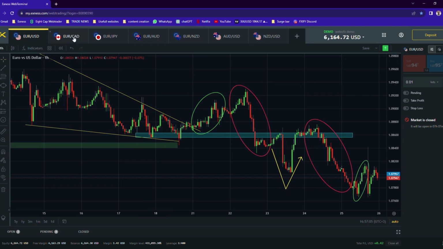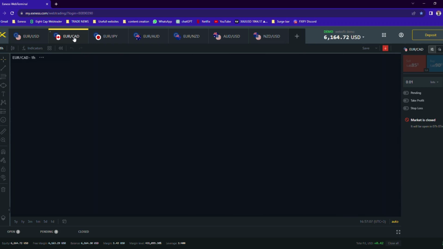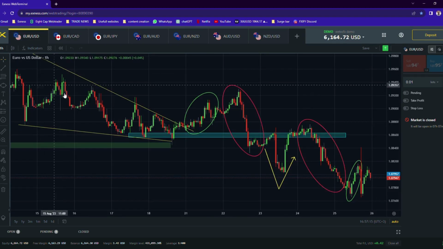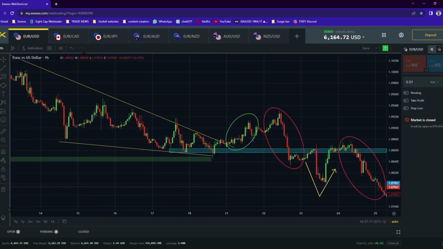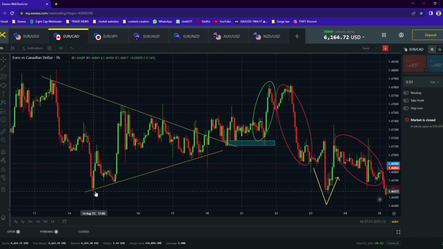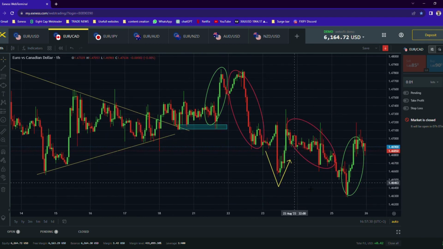So let's look at euro Canadian. If you look at euro Canadian, we are seeing a symmetric triangle from 11th to 18th, where on euro USD we have a falling wedge. On euro Canadian, we have a symmetric triangle, which means the price is still decreasing even though the lows are increasing. This is creating a symmetric triangle breaking to the upward side, and we are trying to focus on these 4 days where we have impulse moves.